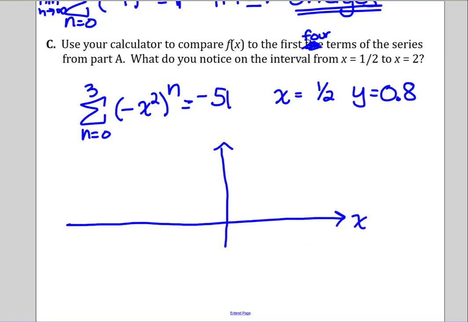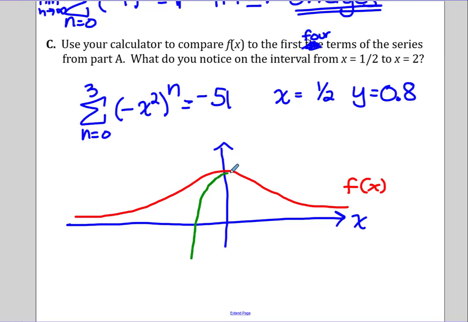If I graph the function f of x, 1 divided by 1 plus x squared, it's a curve that kind of looks like that. This is my f of x function. And then if we graph our Maclaurin series, which was the first 4 terms, the 1 minus x squared plus x to the 4th minus x to the 6th, that looked like an upside down 6th degree. This is my Maclaurin series.